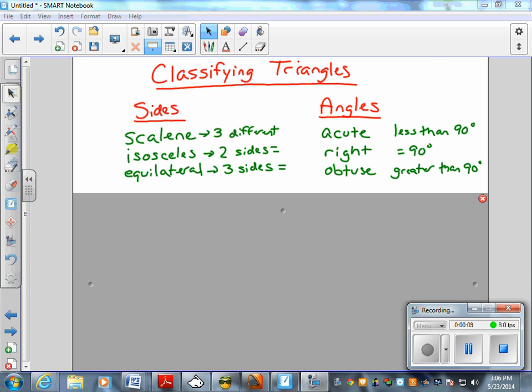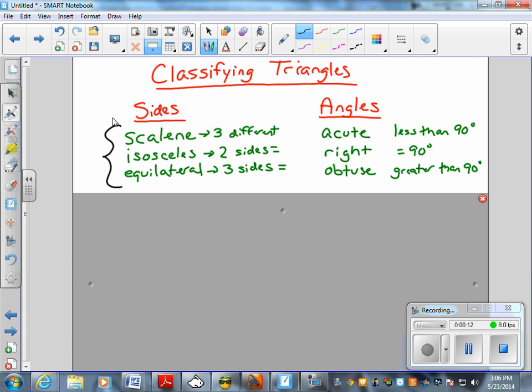Today we're going to talk about classifying triangles by sides and angles. Over here on the left, I have three classifications that we need to get familiar with. Scalene means that each of the three sides is a different measurement. Isosceles means two sides are equal. And equilateral means three sides are equal.